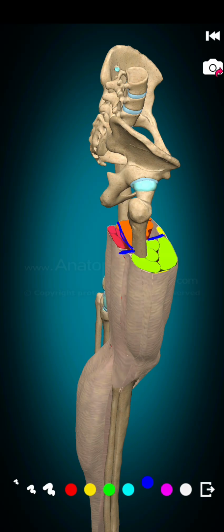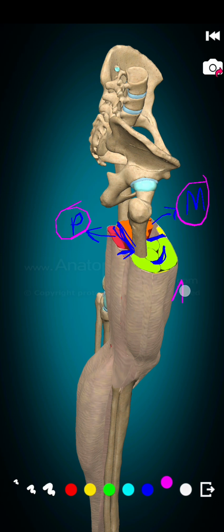So between the lateral and the medial, you're going to have the anterior compartment. Between the lateral and the posterior, you're going to have the posterior compartment. Between the posterior and the medial, you're going to have the medial compartment. And these are the thigh compartments that you have. Here was it, anterior compartment.